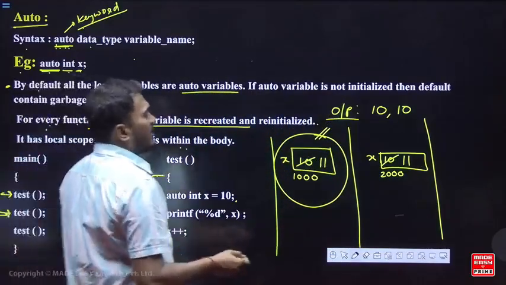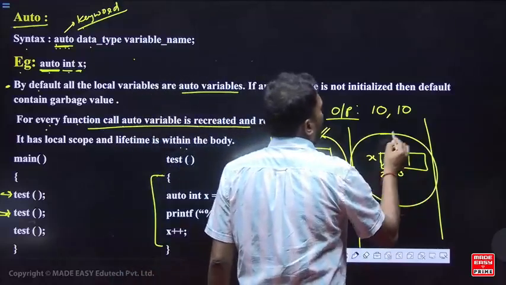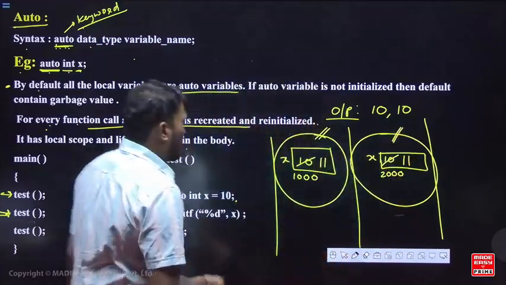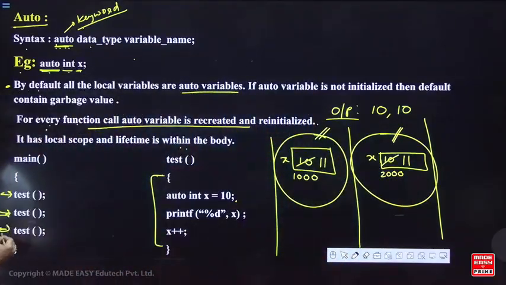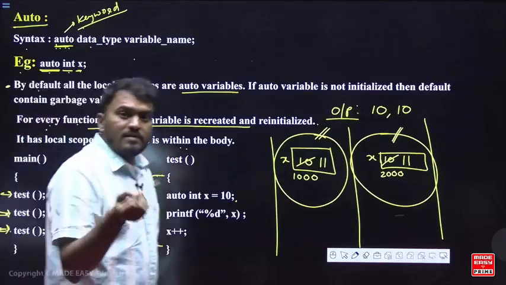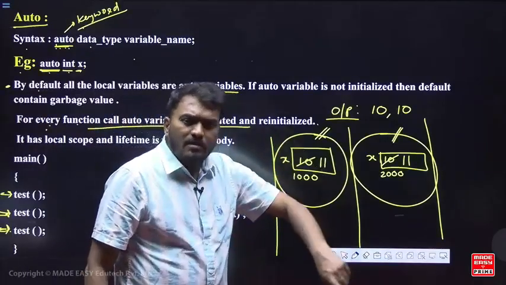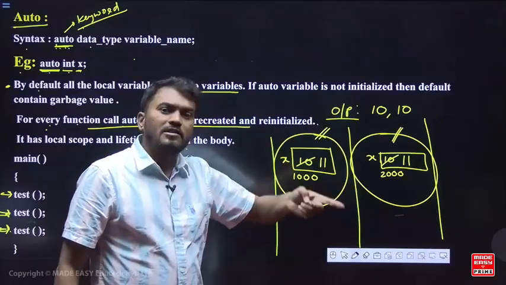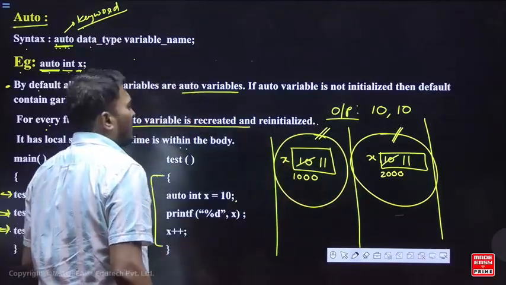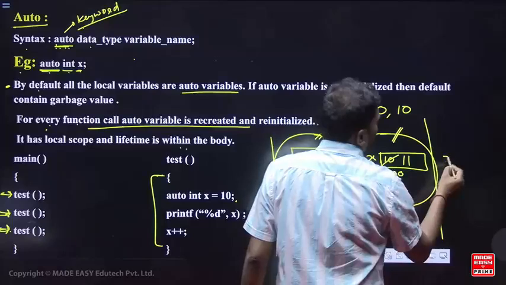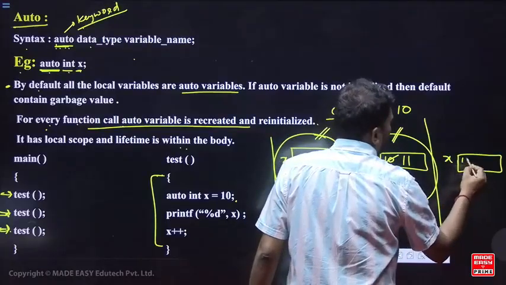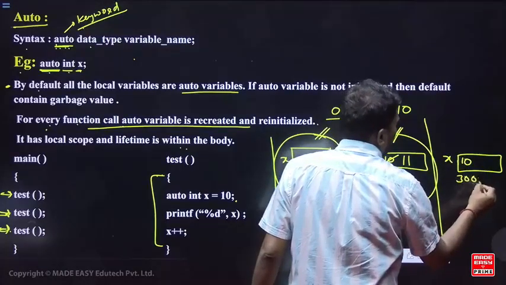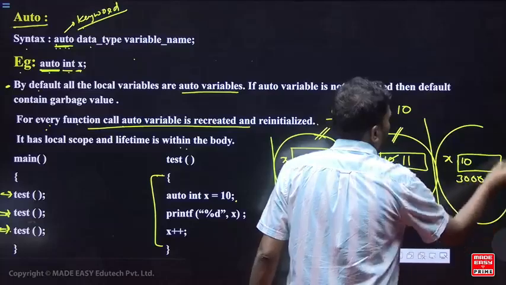this is no more available. And next, again the third time when you call the test function, same thing. Third time when you call the test function, for every function call, the auto variable is recreated and reinitialized. So auto variable x is again recreated and reinitialized, maybe at some other location, address 3000.